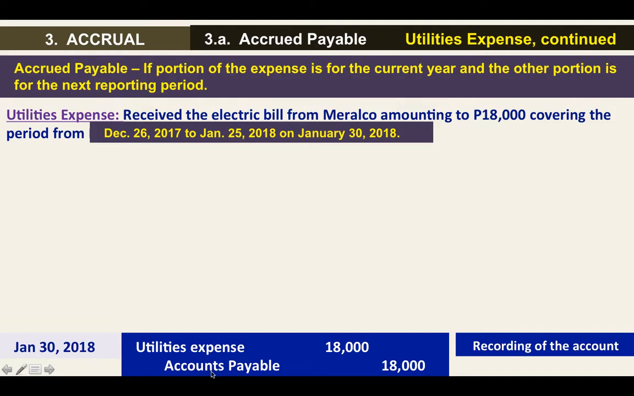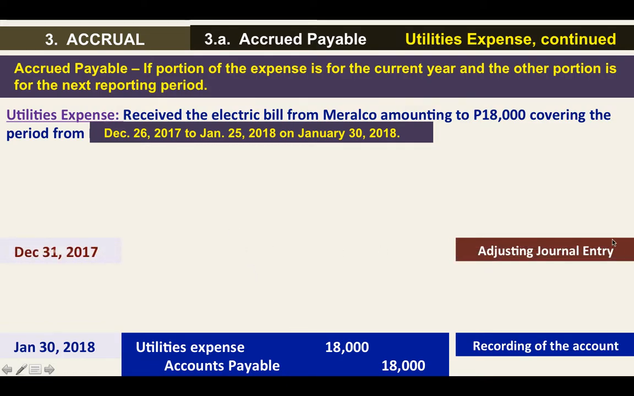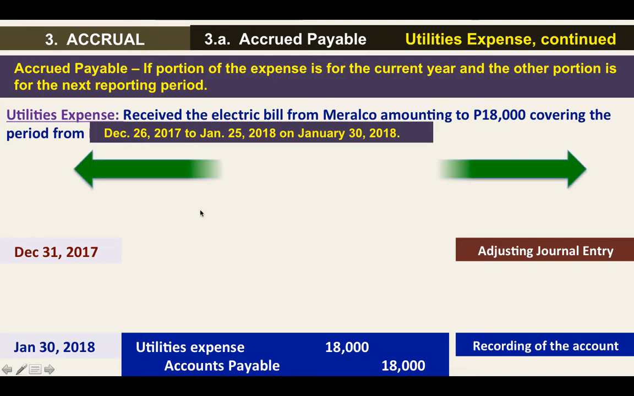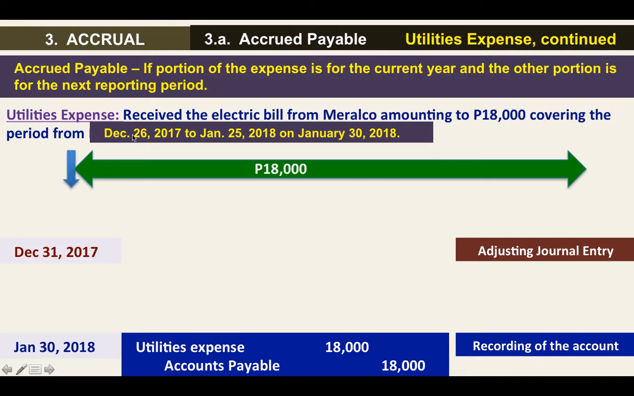Debit utilities expense and credit accounts payable on 2018. However, we have to make sure that we will record the portion of the utilities expense sa 2017 by doing an adjusting journal entry. So, dapat ma-record natin kung magkano yung expense ng 2017. Okay, so what we have to do is analyze the bill. Yung bill natin is 18,000, and this is from December 26, 2017 hanggang January 25, 2018.